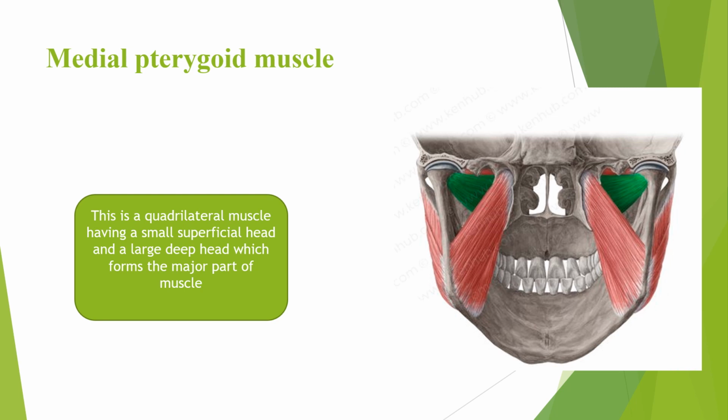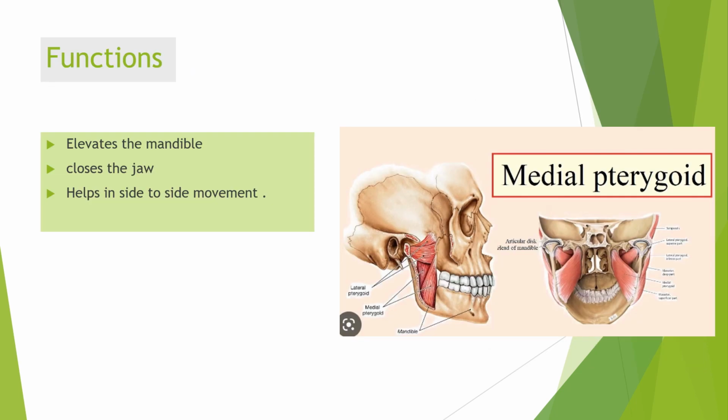Medial pterygoid muscle. It is a quadrilateral muscle having a small superficial head and a large deep head which forms the major part of the muscle. This muscle functions to elevate the mandible, closing of the jaw and side to side movement. How do we palpate this muscle? We gently palpate it on the medial aspect of the jaw, simultaneously on both the sides, inside and outside of the mouth.